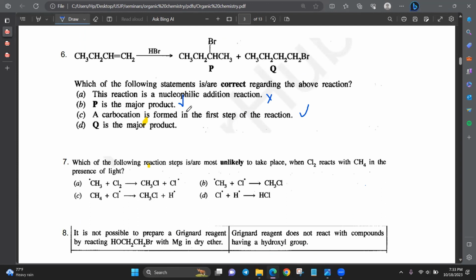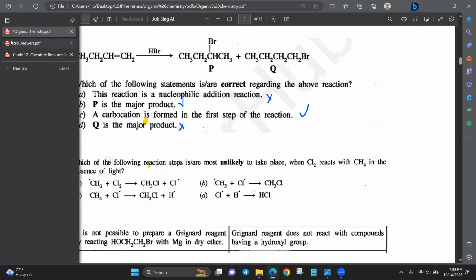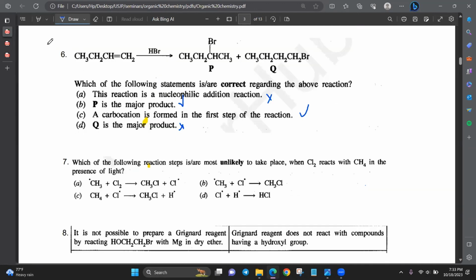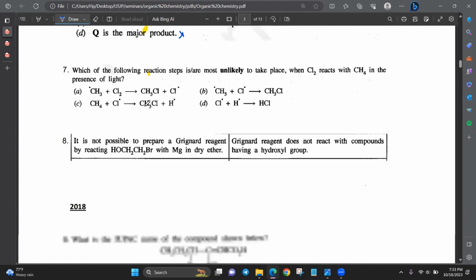Q is not the major product. Q is the minor product. P is the major product. Q is the product formed if HBr is added according to the anti-Markovnikov's rule. So B and C are correct, which means what is the answer? Answer number 2. The second option is the answer for 6.